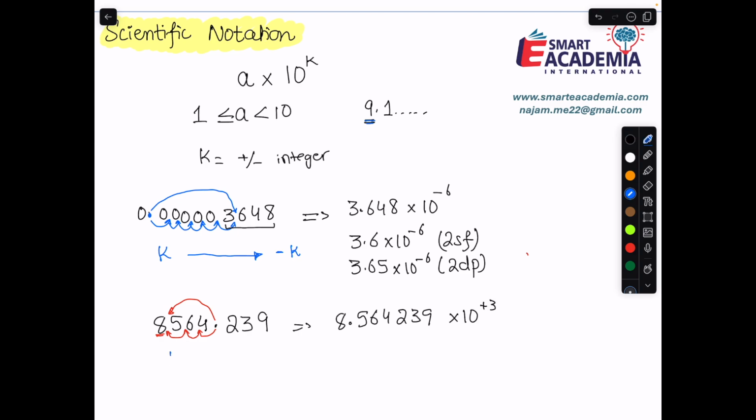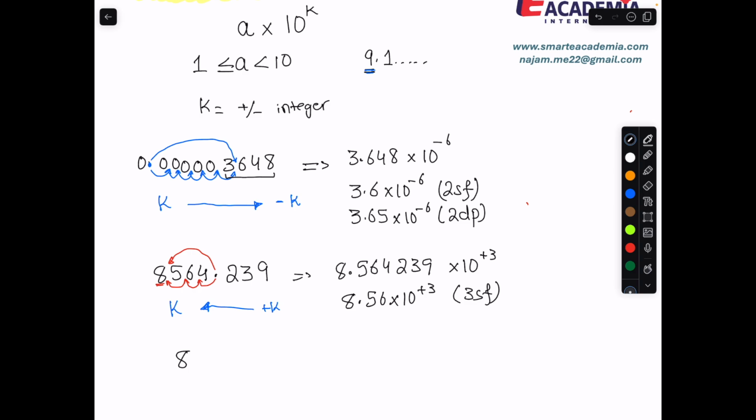And as I said, in this case, k would be positive when it goes to the left side. So it's kind of a negative convention. Right is negative and left is positive. It's going to be positive k. K means how many times it has jumped to the left. Again, I can round this to 3 significant figures. For instance, 8.56 times 10 raised to the power positive 3, which is 3 significant figures. There you go. So these are some of the rules for how you convert a decimal to scientific notation.